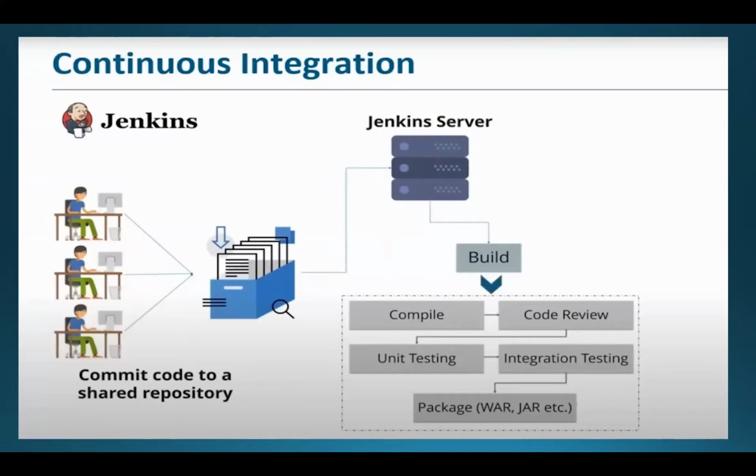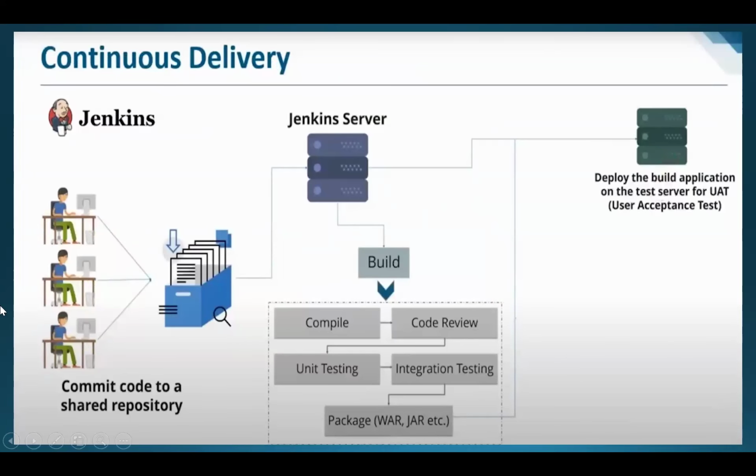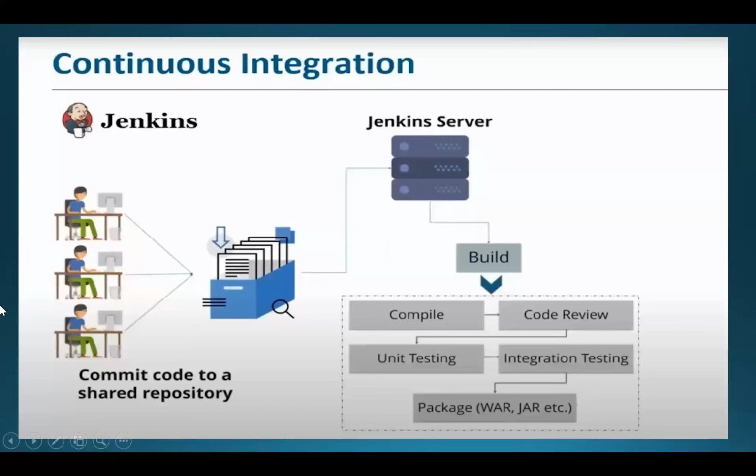The moment they push the code or raise the PR to the GitHub repository, it goes to the Jenkins server. Yes, Jenkins gets triggered. And whatever steps you have defined in Jenkins, it will start executing all those steps: compiling your code, then code review, then unit testing, and then it will come to the integration stage. Got it? That is known as continuous integration. Now let's understand continuous delivery.